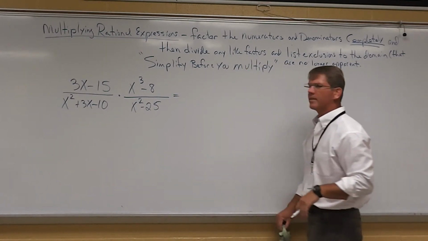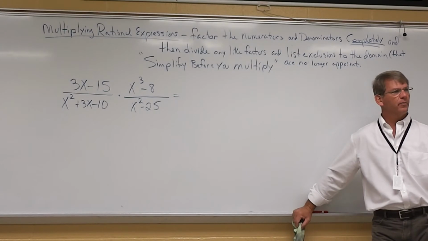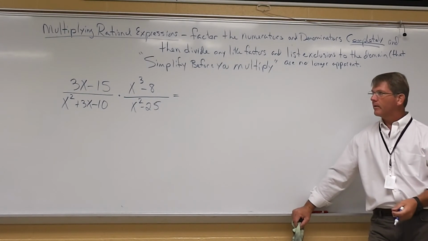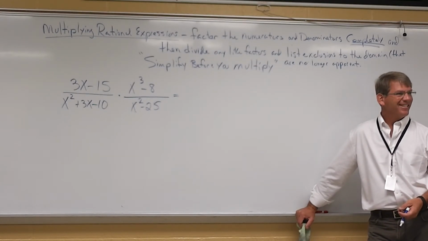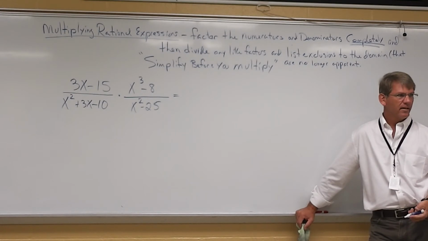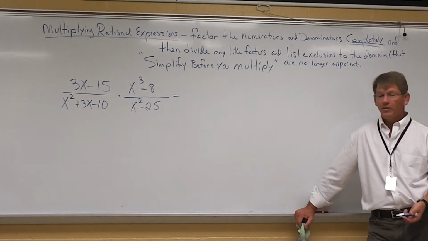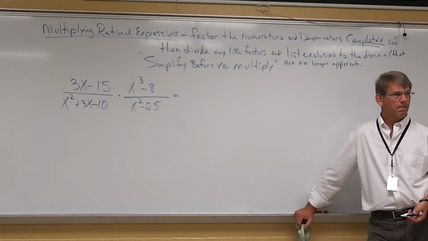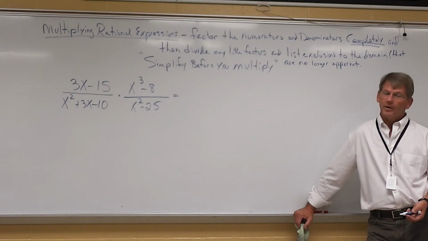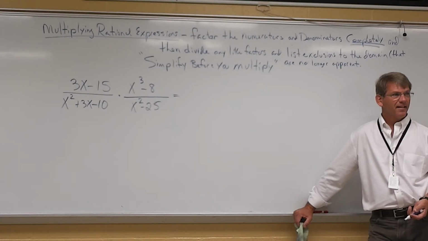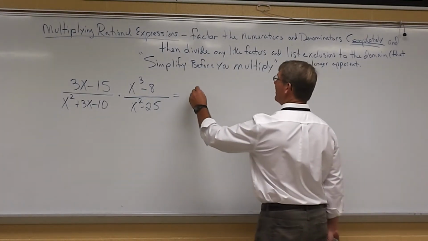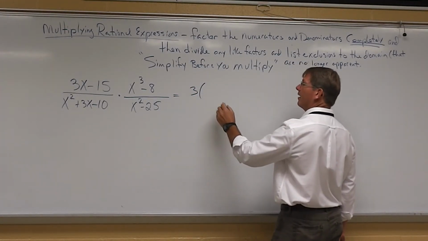Okay, so to simplify rational expressions, we said we're going to factor numerators and denominators completely. Mr. Anthony, the left numerator, how may I factor that, sir? I want you to factor 3x minus 15 for me. What do you always look for first? Common factors. What is it? 3. So 3 times (x minus 5). There you go.